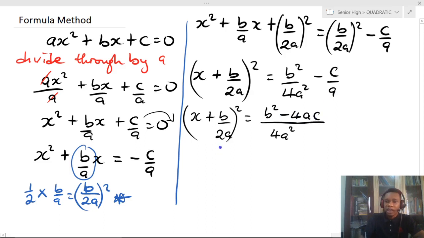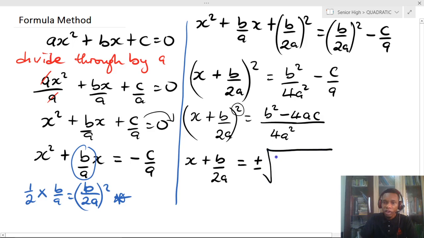So what's the next thing I can do here? I can then take away this square sign here by taking square root of both sides. I remember when you're taking square root of both sides, when you're having a square, you put your plus or minus, right? Yes. So I do that. I say x plus b over 2a is equal to plus or minus square root of b squared minus 4ac over 4a squared, right?